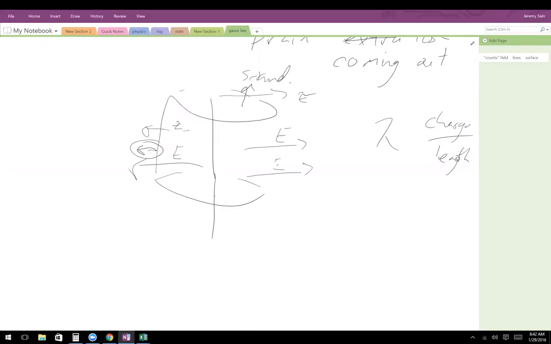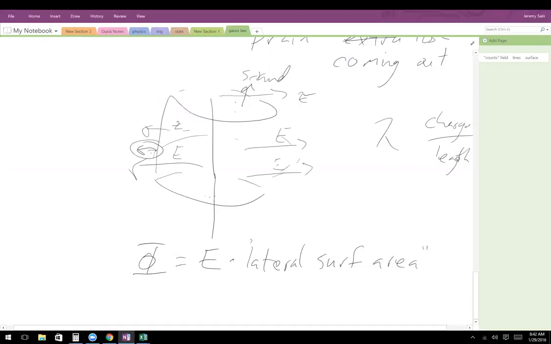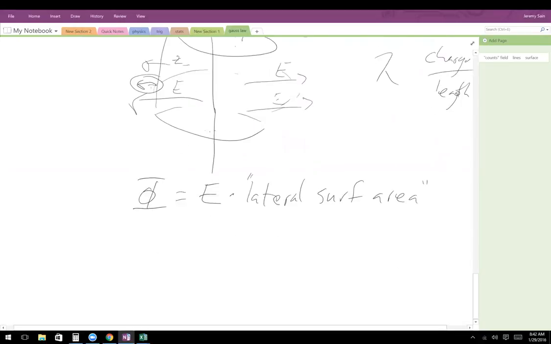So when I find the flux, the top and bottom aren't going to give me anything because I'm perpendicular to the field. But I will get something from the side part of the cylinder, right? So the flux is going to be the electric field times the, in math we called it the lateral surface area of the cylinder. But all that means is the area of the round part, but not the area of the top and bottom, right?